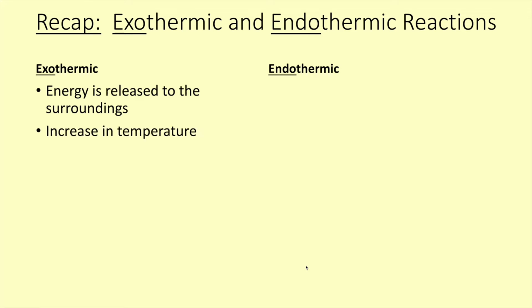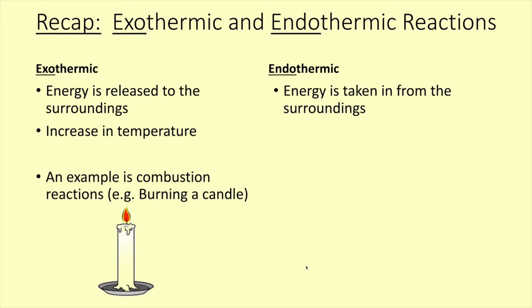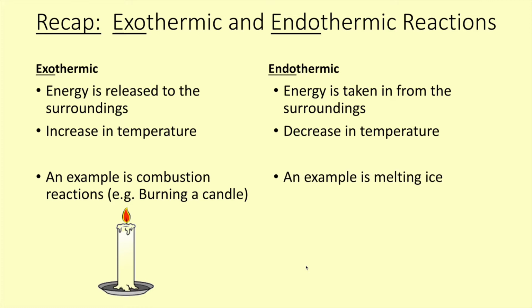So energy released to the surroundings, we end up with an increase in temperature. An example that we looked at last lesson was combustion reactions such as burning a candle. We also talked about things such as hand warmers, where they're again releasing energy to the surroundings and causing an increase in temperature. Our endothermic reactions, we've said energy is taken in from the surroundings that causes a decrease in temperature, and an example of that we looked at was melting ice.